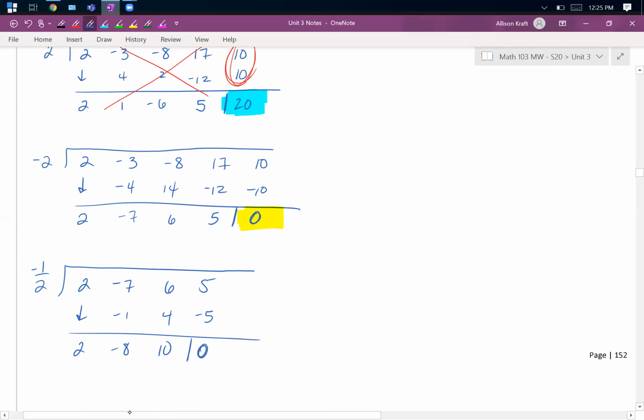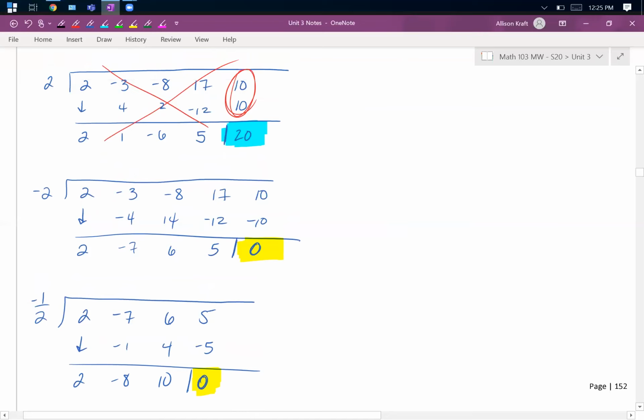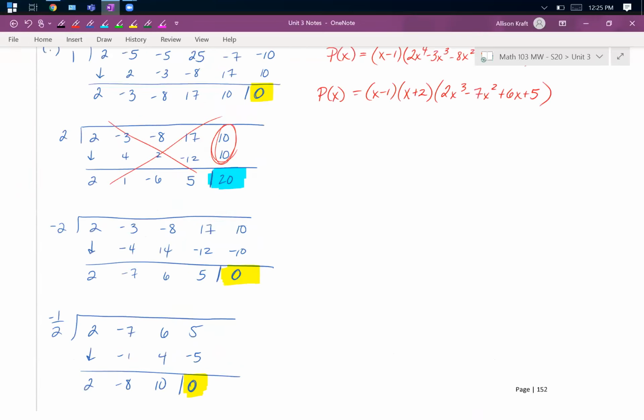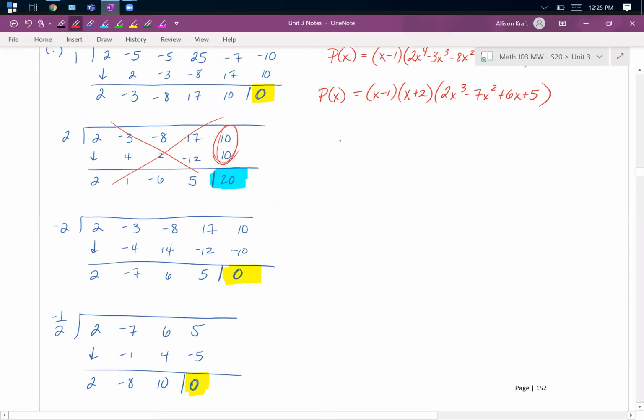We get a remainder of 0. So I know that -1/2 has to be a 0, and it's going to give us another factor. The 0 is -1/2, so the factor is going to be x plus 1/2. And we're going to end up with a quadratic, 2x squared minus 8x plus 10.